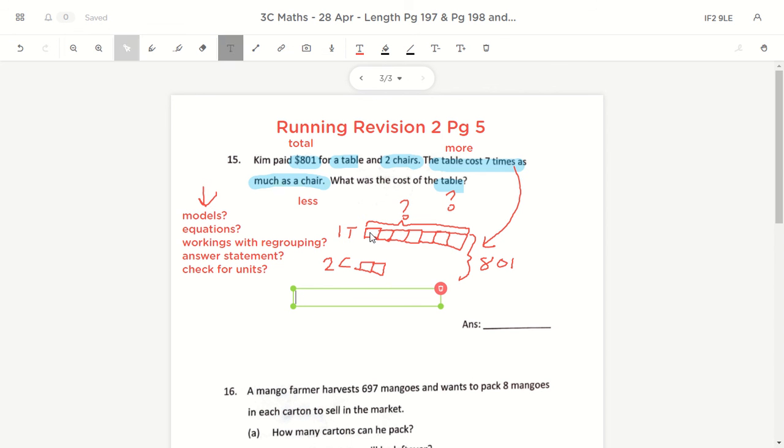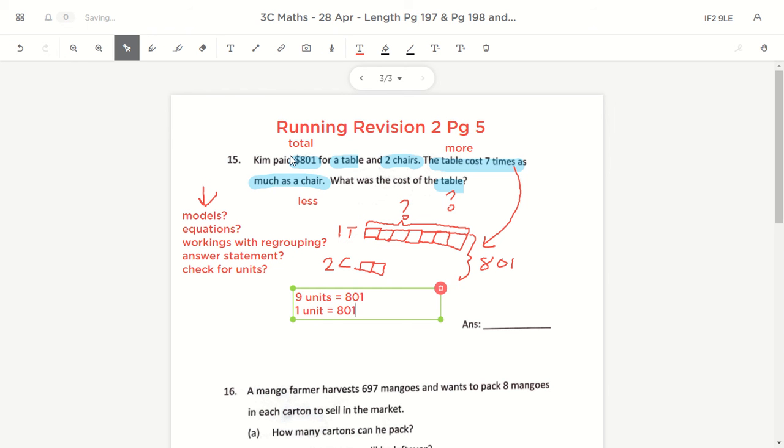So in total, if you count 1, 2, 3, 4, 5, 6, 7, 8, 9, you know that 9 units is actually $801. Some of you never draw models, you will never ever see this 9 coming out. This 9 is only possible if you have drawn it out. If not, you will never ever see that it's actually 9 units. So total units is 9 units, and 9 units equals 801. So all you need to do is to find 1 unit. Every time, you always want to find 1 unit first before you do anything else.